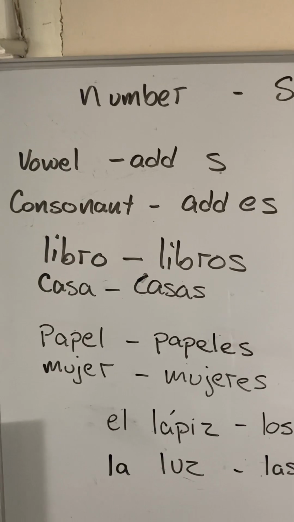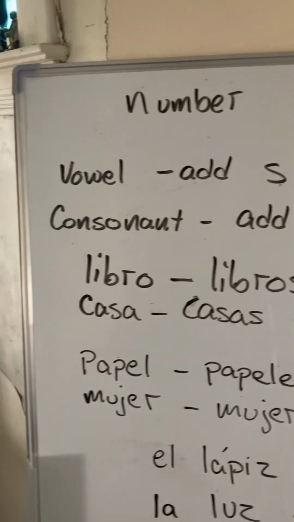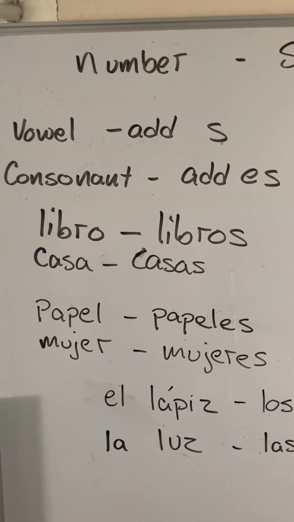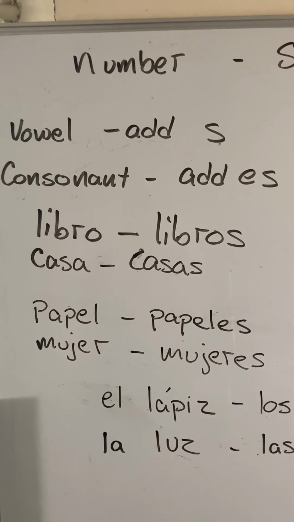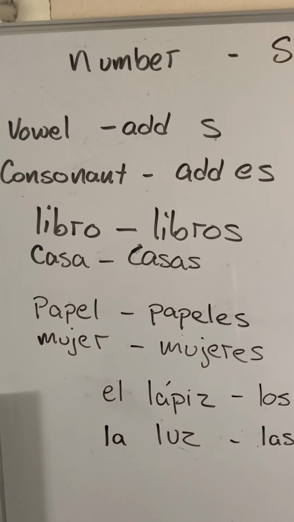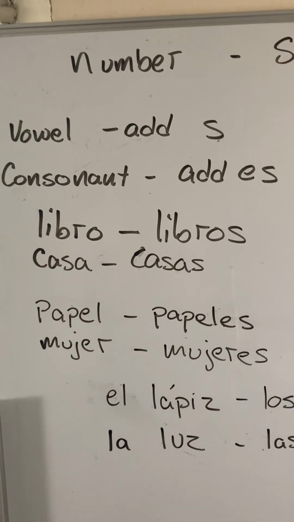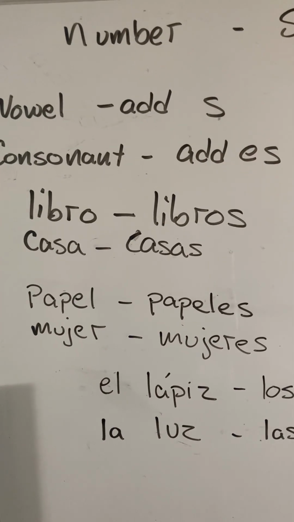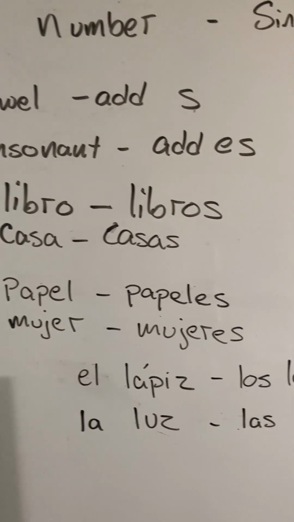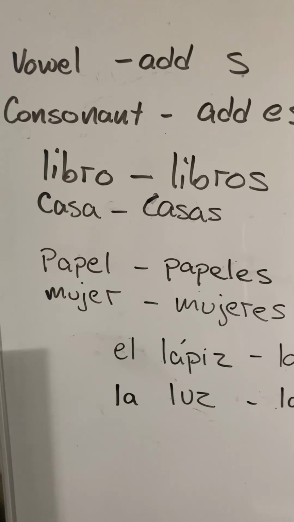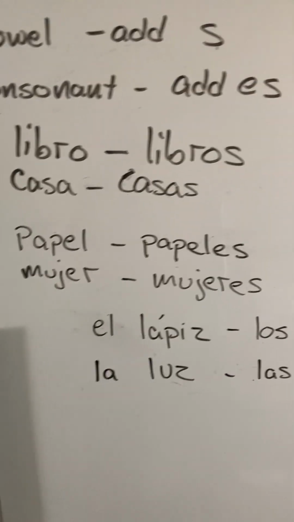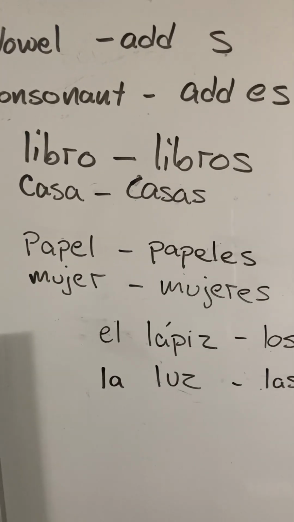Making nouns plural. If a noun ends in a vowel, A-E-I-O-U, then all you do is add an S. If a noun ends in a consonant, so any of the other 22 letters, then it ends in an ES. So for example, the word libro, which means book, because it ends in an O, you just add an S, that becomes libros. The word casa, which means house, because it ends in an A, you just add an S, so casas.